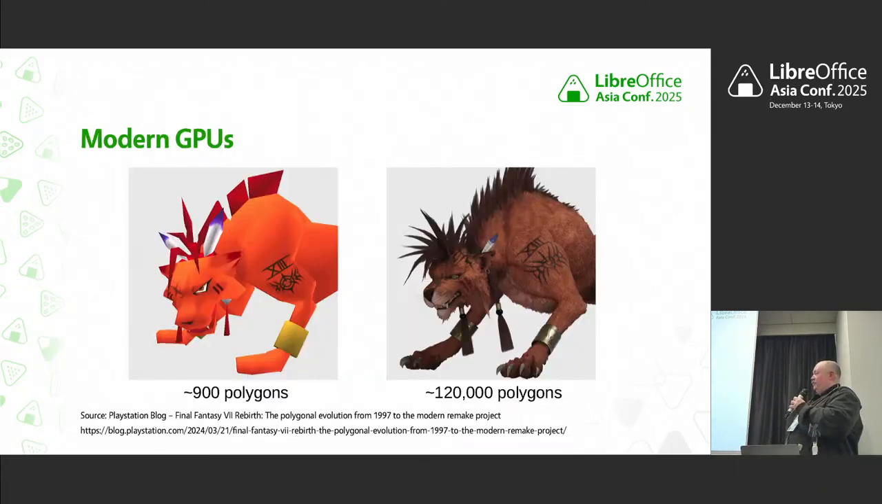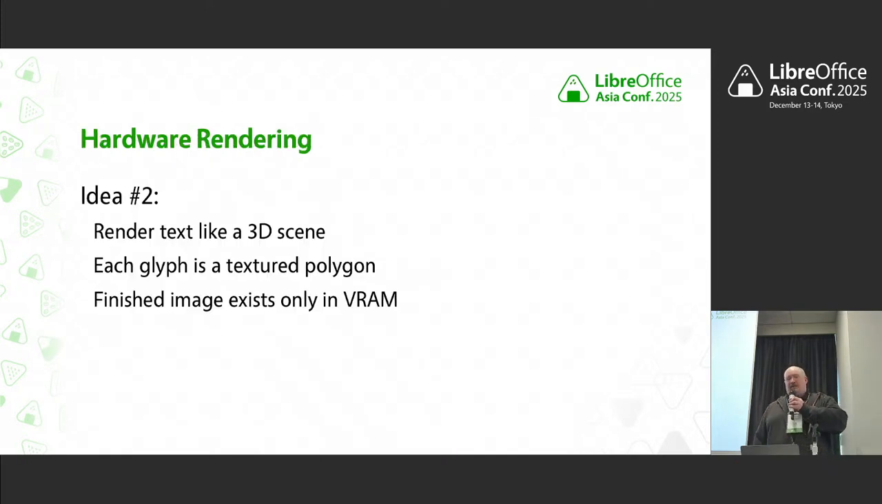Now, we don't have that much bus bandwidth, but what we do have is a lot of compute. Modern GPUs are very, very fast at what they do. So here's a second idea. Instead, why don't we render text like it's a 3D scene, just like a 3D game. We say each glyph that we want to put on the screen is a textured polygon. And then instead of having to transfer our finished image, the contents of our window, from RAM to the video memory every time, the final image only ever exists in video memory where it needs to be. We can have video games now that have characters with 120,000 polygons. I think a few hundred polygons for text is pretty reasonable.